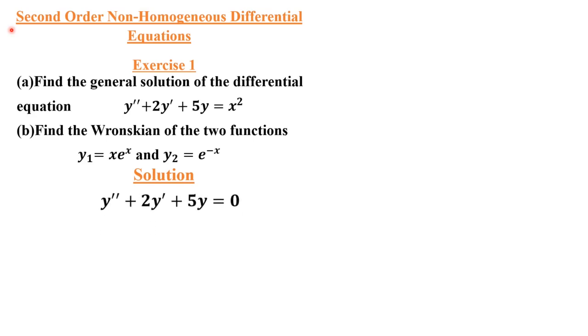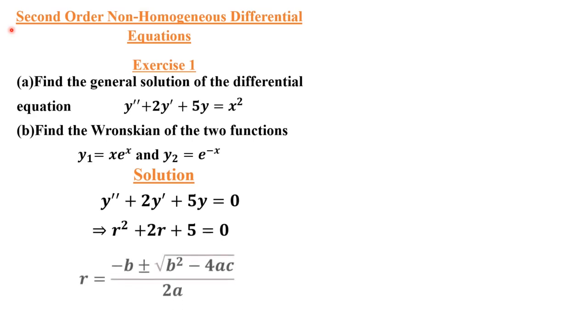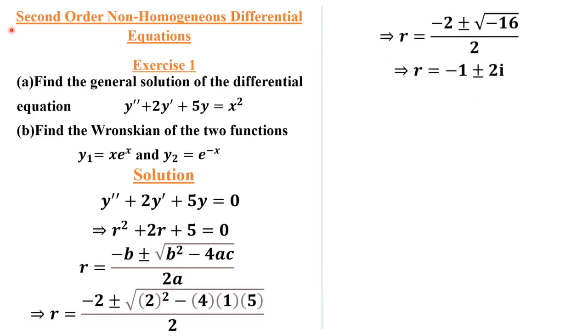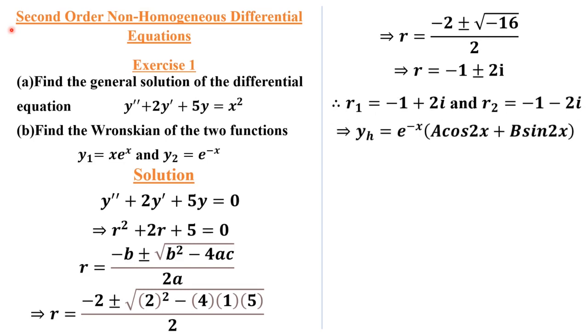So if you set the right hand side of this non-homogeneous differential equation to be equal to 0, you now obtain a homogeneous differential equation. The characteristic equation is given by r squared plus 2r plus 5 equals 0. Solving for the characteristic equation using the quadratic formula, you are going to obtain r to be equal to -1 plus or minus 2i. Essentially, your r1 is equal to -1 plus 2i and your r2 is equal to -1 minus 2i. So the solution to the homogeneous differential equation is given by e to the negative x into a cos 2x plus b sin 2x.